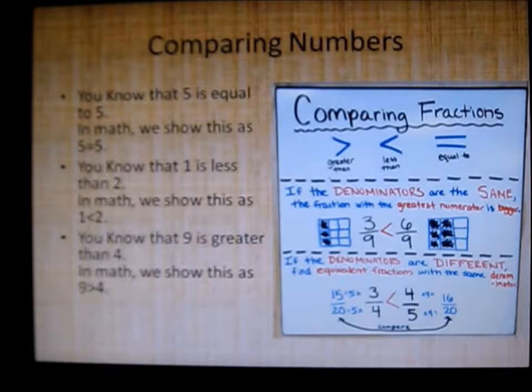15/20 is equal to 3/4 because 3 times 5 equals 15 and 4 times 5 equals 20. And 4/5 is equal to 16/20 because 4 times 4 is 16 and 5 times 4 equals 20. Now we can see that 15 is less than 16, or that 16 is greater than 15.